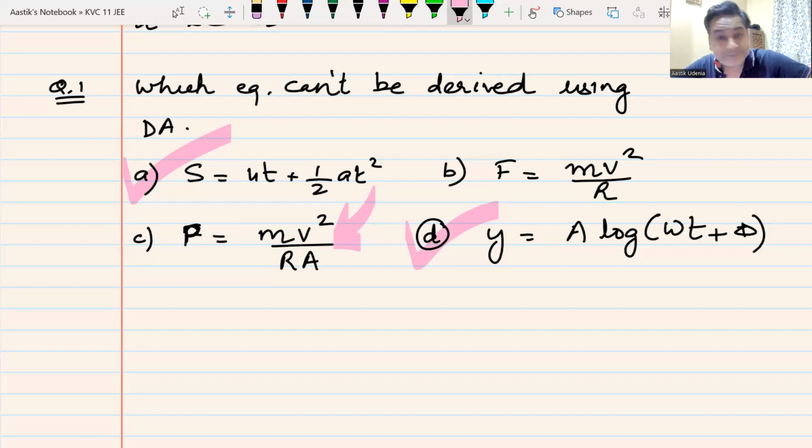Why can you not derive C? Because in equation C, you have 1, 2, 3, and 4. It's the equation of mechanics. P is pressure, M is mass, V is velocity, R is radius, A is area. We cannot derive this equation using dimension analysis. So the correct options are A, C, and D. Do we understand this?